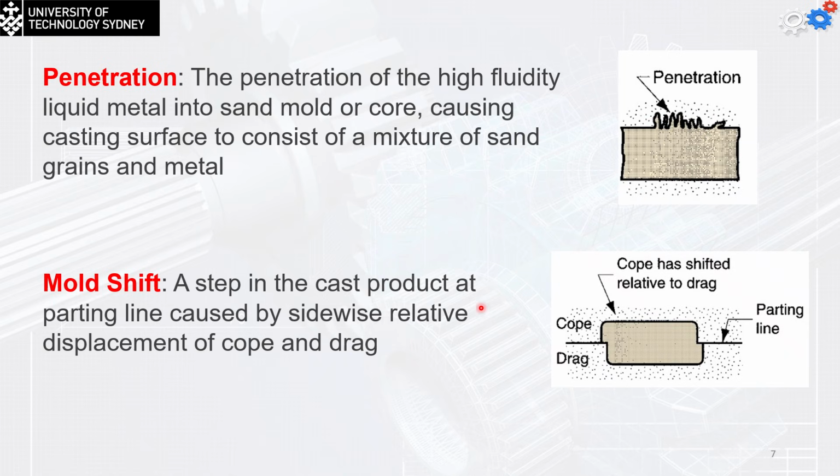We have the mold shift, and this is one of the most annoying problems. A step in the cast product at the parting line caused by the sideways relative displacement of the cope and the drag. So for a part like that, you cannot simply use the part. You have to simply just recycle it.